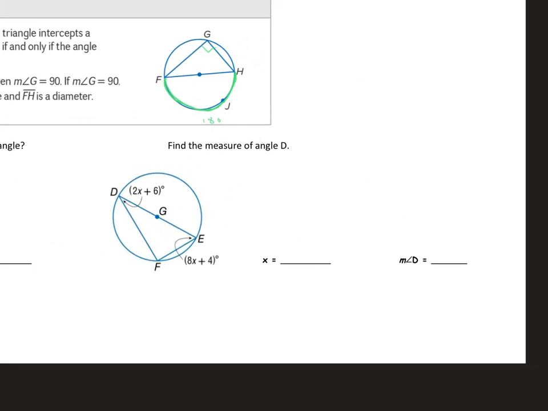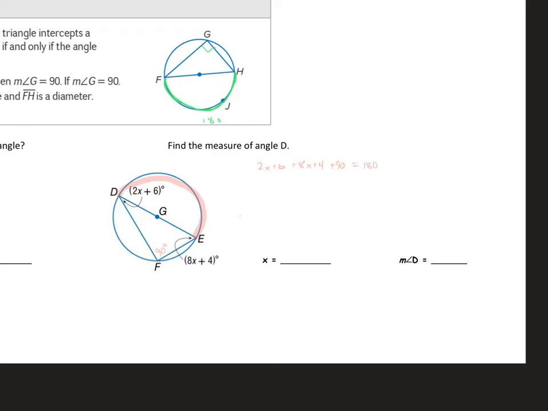Carrying on with this one, we're going to take a look and see, okay, well, this is a semicircle. So that means that angle F right here is 90 degrees. So I'm going to go on and say that that angle is 90 degrees. So if that's 90, I know that these other two angles have to add up to be 90. Or if you want, you could write it out the long way and say that 2x plus 6 plus 8x plus 4 plus 90 has to equal 180 degrees.